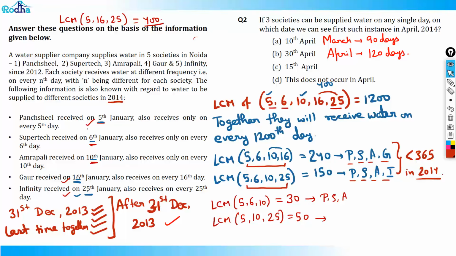What are 5, 10, 25? Which societies? Panchsheel, Amrapali and Infinity. So Panchsheel, Amrapali and Infinity will receive water on every 50th day. The other group receives water on every 30th day, and this one on every 50th day, right? Any other such combinations? No, I can't see, because the LCM of 10 and 16 is already 80, right? So if I take 10 and 16 in any combination, their LCM is 80. So any societies combining these two brackets will receive water on every 80th day.